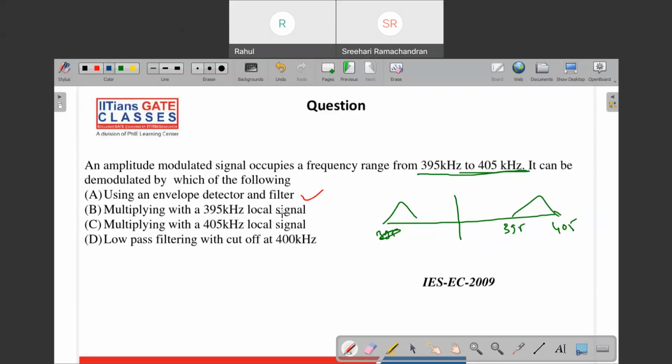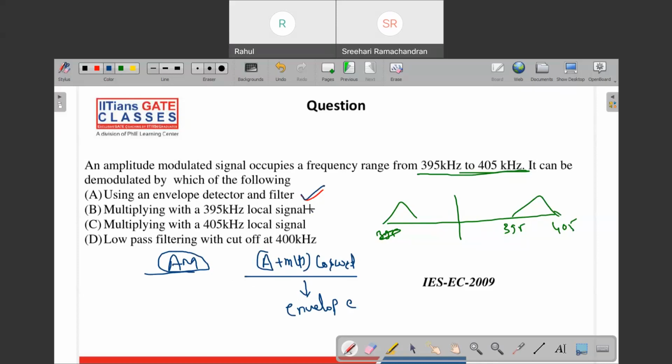Now let's explore this. We are talking about the AM signal, which looks like this. It has A plus m(t) and then cos ωct. This is the AM signal. And we know that to demodulate it, we take this signal and pass it through the envelope detector. So option A will be the correct one.